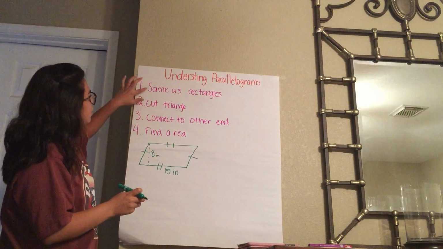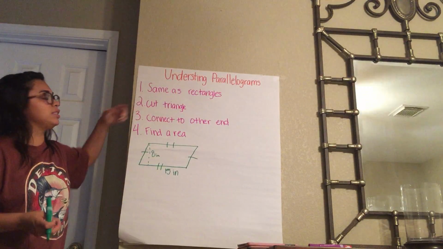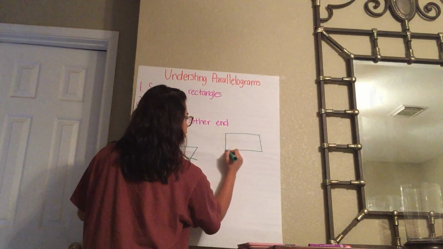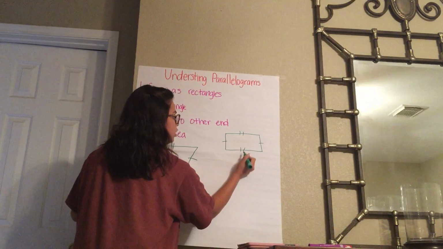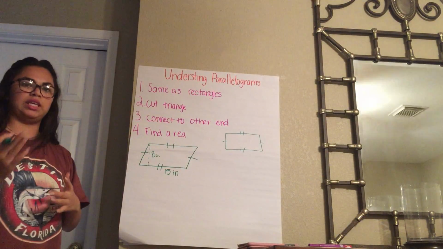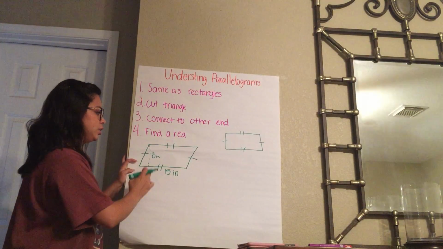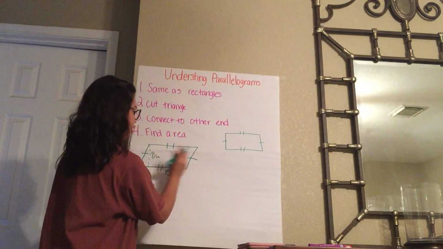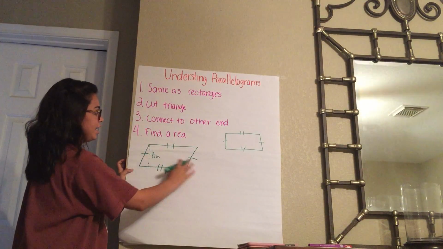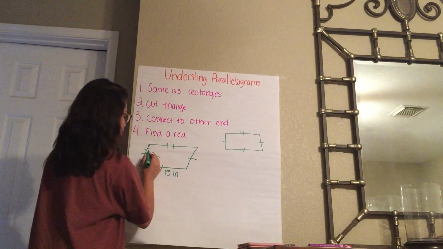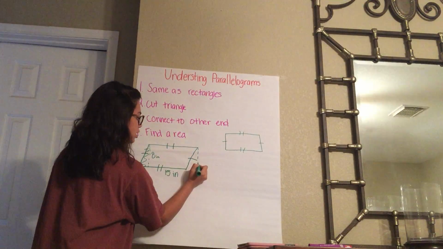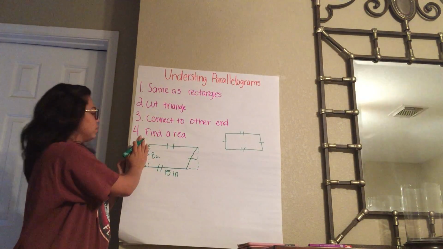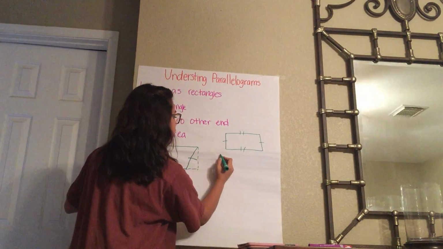So what is the first step? The first step is it's the same as a rectangle. A rectangle looks like this. We all know these are the same. It looks the same, but it's just slanted. So to figure it out, we're going to cut this triangle off, and then for the fourth step, we're going to connect it to this end. So we're going to cut this off and then connect it over here. So that way, didn't that look like a rectangle? Yeah. So let's draw this out over here.